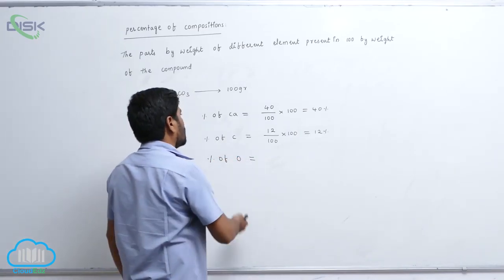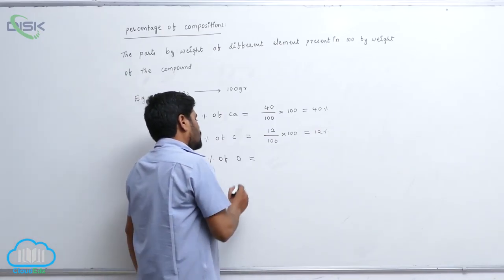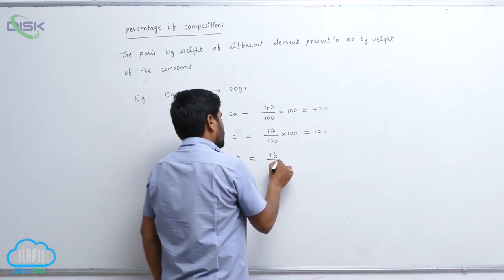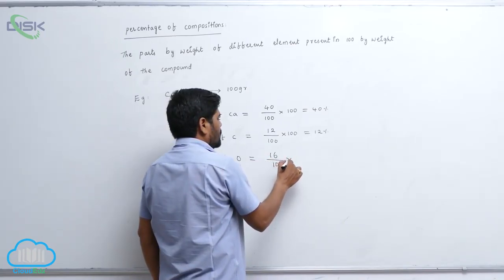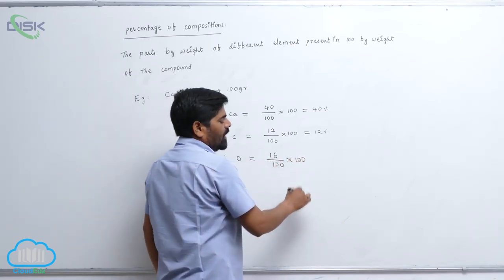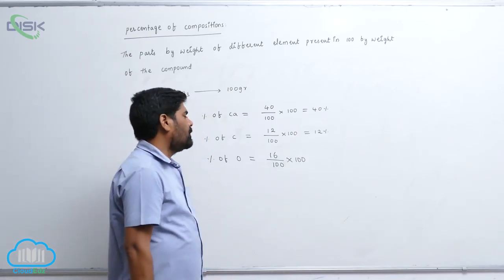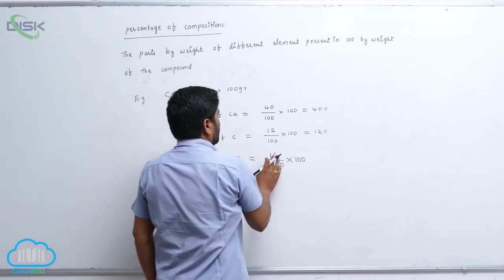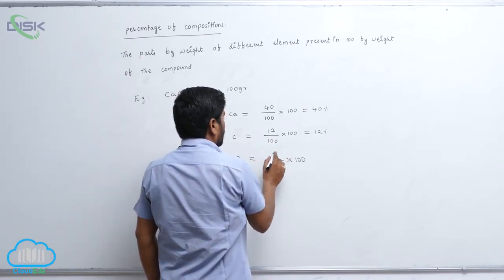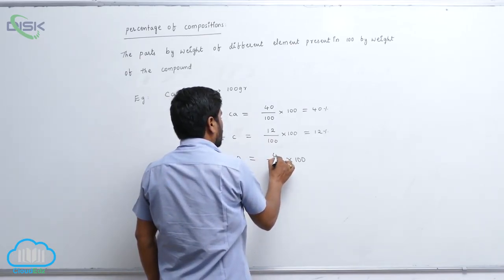Percentage of oxygen equals 16 by 100 into 100. Here there are 3 atoms of oxygen, so therefore 16 into 3 is 48.